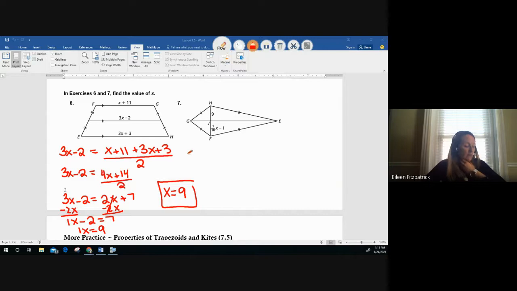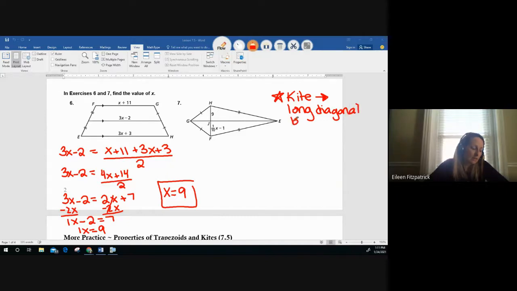All right, problem 7. I actually don't think that this was one of the theorems, so I need to go through this with you real fast. In a kite, the long diagonal bisects the short diagonal. The long diagonal is going from tippy top to tail bottom, right? That's your long diagonal. It bisects the short diagonal.